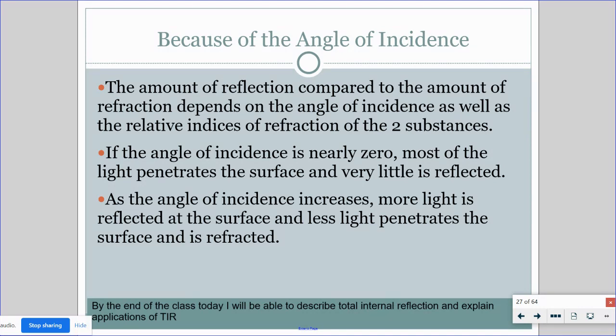If the angle of incidence is nearly zero, most of the light penetrates the surface and very little is reflected. As the angle of incidence increases, more light is reflected at the surface and less light penetrates the surface and is refracted. So in other words, when the sun is high in the sky, the angle is closer to zero, so more is refracted than reflected. Whereas as the sun is going down towards the horizon, there's a really big angle of incidence, so more light gets reflected, and we see that on the surface, and less is going through and being refracted.